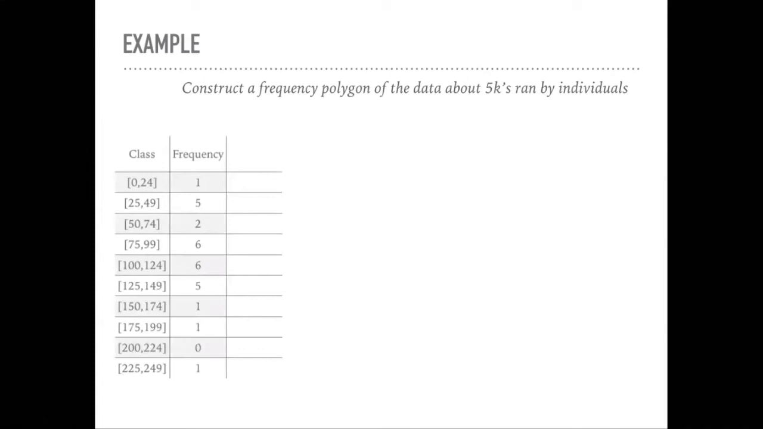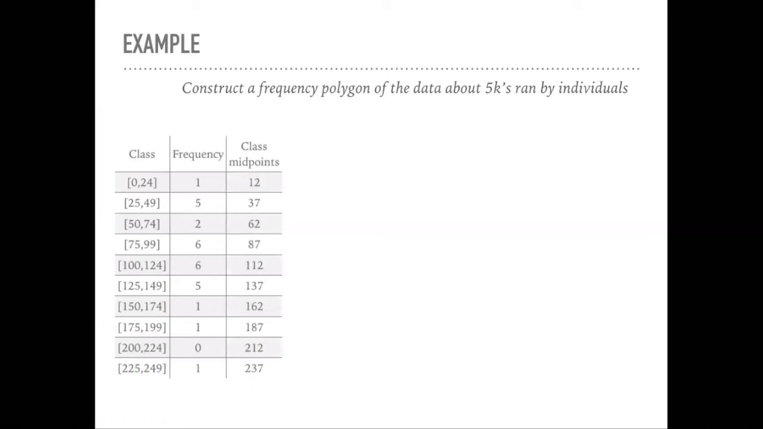So again, look at the same data set that we've had from before. We have our classes, our frequency, and if we're going to do a frequency polygon, we need class midpoints. Class midpoints are calculated by averaging the lower limit with the upper limit. So for the first class midpoint, we'd take 0 plus 24, divide by 2, so we'd get 12. Then the next one, 25 plus 49, and then divide by 2, we get 37, and so on. So we get all of our different class midpoints here.